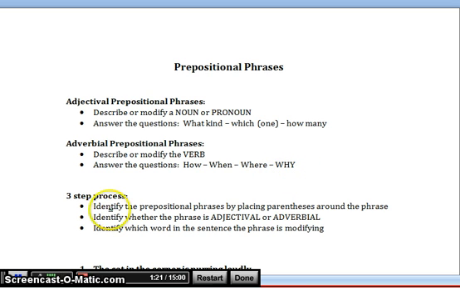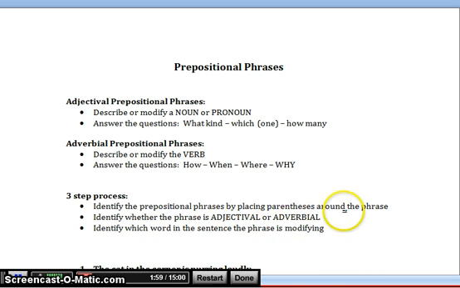On this part of the test, there's going to actually be a three-step process. Step number one is you're going to identify the prepositional phrase by putting parentheses around the phrase itself, just like you do in the classification of sentences. Step number two is you are going to identify whether this particular phrase is adjectival, that is, it's describing a noun or a pronoun in the sentence, or it's adverbial, in which case it's describing the verb in the sentence. And then lastly, you are going to tell me which particular word in the sentence the prepositional phrase is modifying.